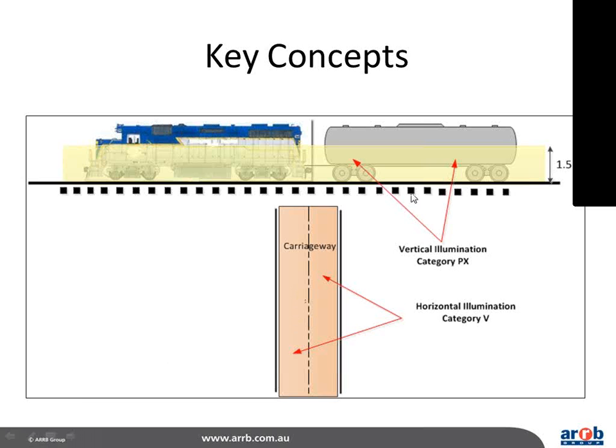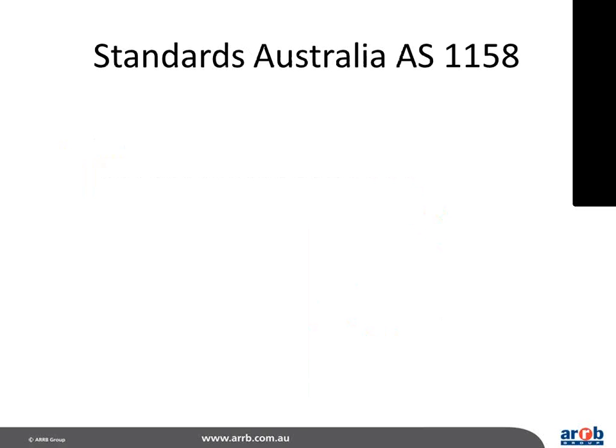So vertical illumination illuminates up to a height of 1.5 meters, so probably the sides of the train, slightly higher than the rails. That's the extent of the vertical illumination, so a driver approaching the crossing will be able to see the sides of the train. So these are the two main terms for lighting at railway crossings. Horizontal illumination uses category V lighting, and vertical illumination, lighting the vertical plane up to a height of 1.5 meters, uses category PX lighting.